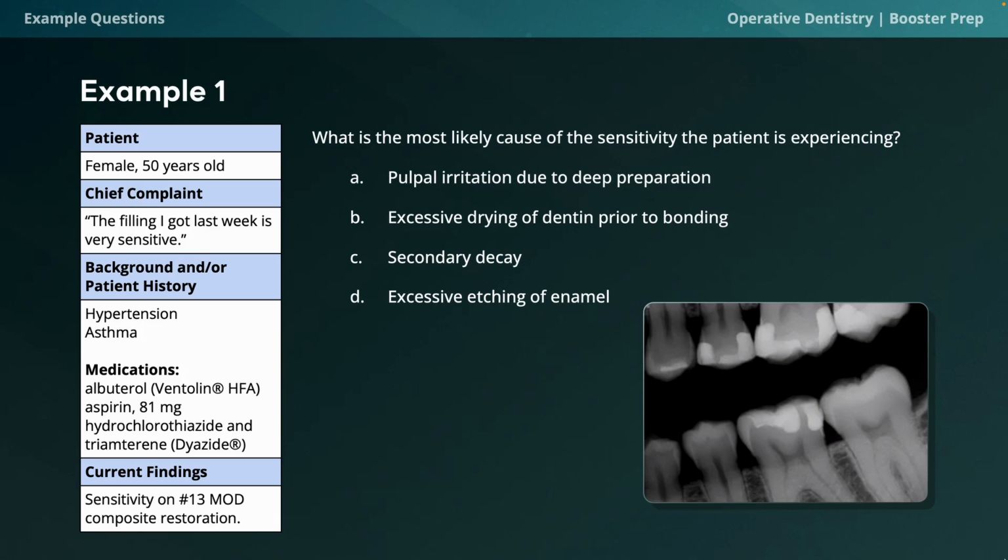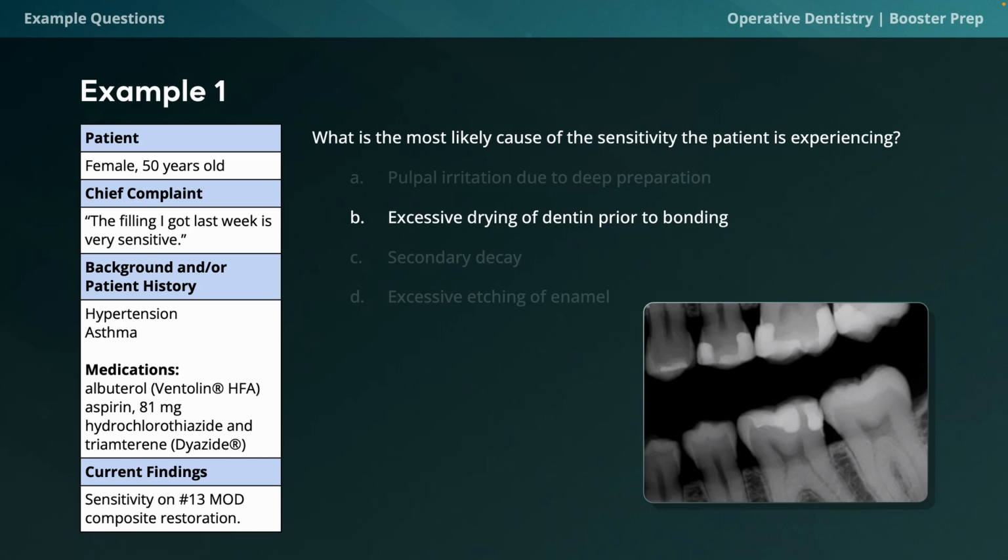Okay, so the question reads, what is the most likely cause of the sensitivity the patient is experiencing? Read all of the option choices, make sure you understand them, pause the video if you need, but the answer is excessive drying of dentin prior to bonding. So the filling on the radiograph actually looks pretty good. And although option choice A can be a source of sensitivity, the radiograph doesn't seem to indicate a filling that's encroaching on the pulp.